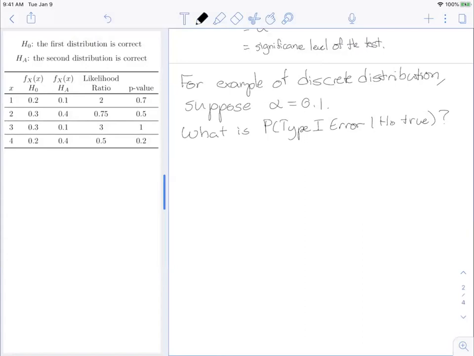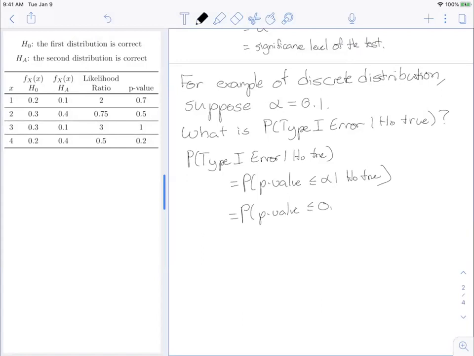So when am I going to make a type 1 error? I'm going to make a type 1 error if the p-value is less than or equal to the significance level of the test. So the probability of a type 1 error is equal to the probability that the p-value is less than or equal to alpha, given that the null hypothesis is true. In this case, that is the probability that the p-value is less than or equal to 0.1, given that the null hypothesis is true. Looking at the table on the left-hand side, the possible p-values we arrived at were 0.7, 0.5, 1, and 0.2. None of those p-values are less than 0.1, so there's a probability 0 of getting a p-value less than or equal to 0.1.